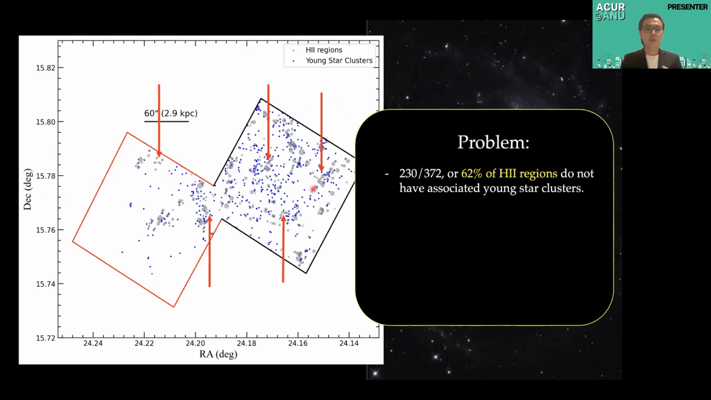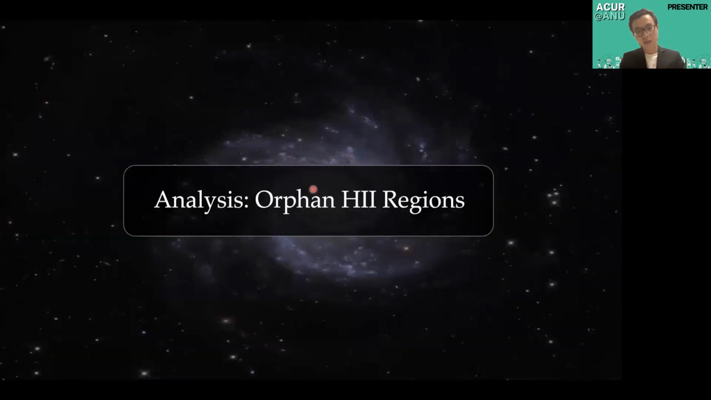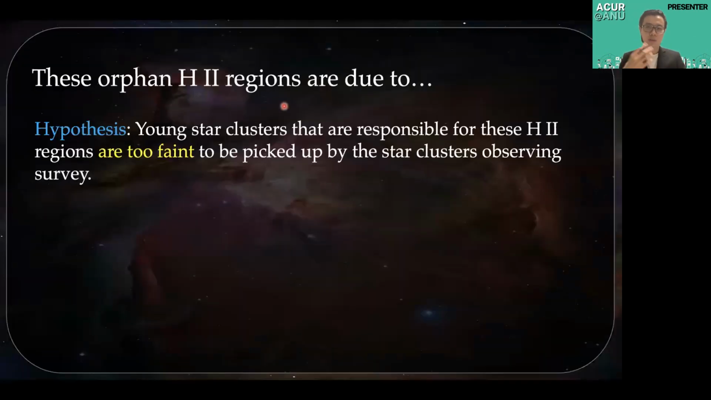And so that is a really big concern, because is this telling us that there's a flaw in our star formation theory? Is there a flaw in how we understand how star clusters and H II regions work? Or is this simply an indication that studying the cluster and H II region relation at high resolution is not a reliable way? And so that begins our analysis. I'm just going to include one of the major parts of the analysis because of time limitations. And that is because we are saying that these star clusters that are responsible for the H II regions are too faint to be picked up.